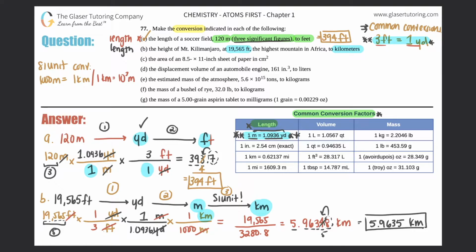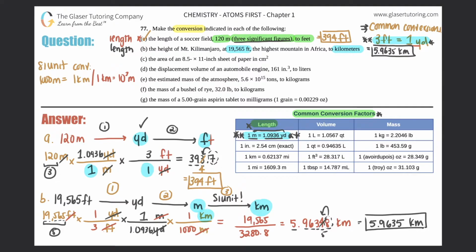There you go. I just hope I did that right. Yeah, I mean 19,500 divided by 3 times 1 point this times 1,000. Yeah, it looks reasonable. So this is, just going to write it over here, 5.9635 kilometers. So it's basically almost 6K. So if you ran 6 kilometers, that's how high the highest mountain in Africa is. Crazy. All right.